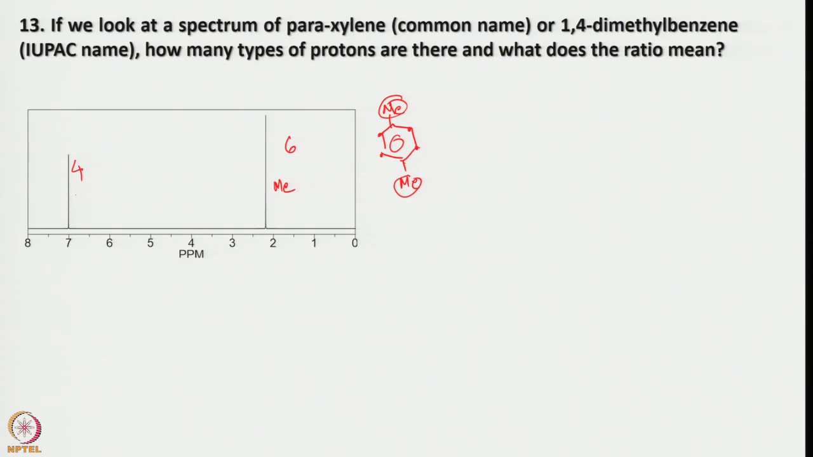It is interesting now, how many different types of carbon atoms are there in this molecule? So this is one, both are one type, and this is two, this is three, this is four.